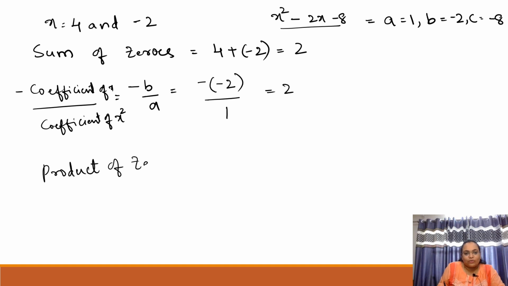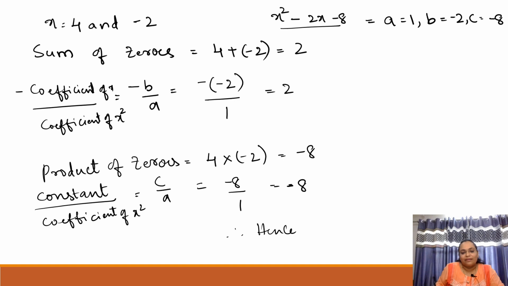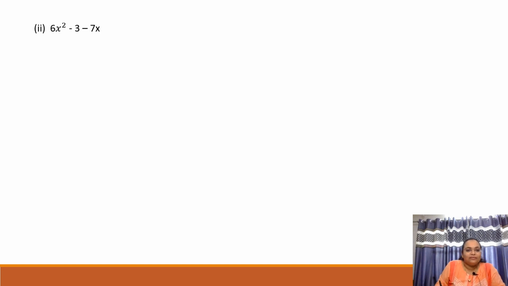Product of zeros. The product of zeros is 4 into minus 2, which is minus 8. So the product of zeros is c by a. What is c by a? Constant by the coefficient of x square. The constant is minus 8 and the coefficient of x square is 1, which gives minus 8. So even these both are verified. Therefore, hence verified. Now let us solve the other one.